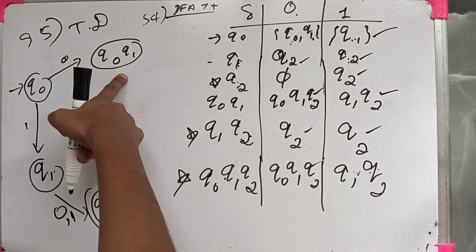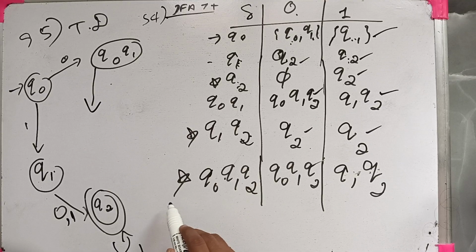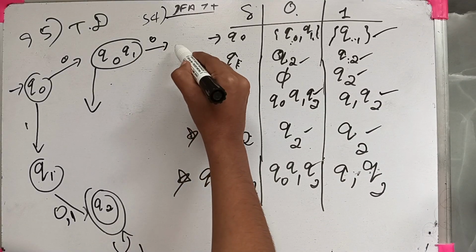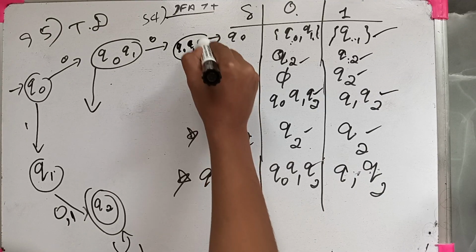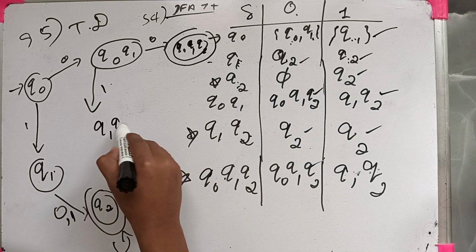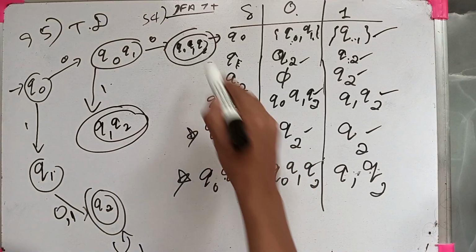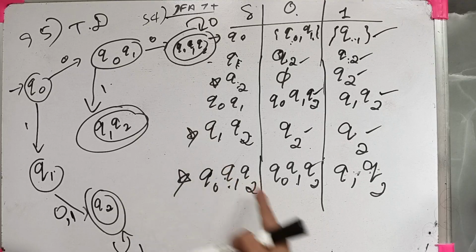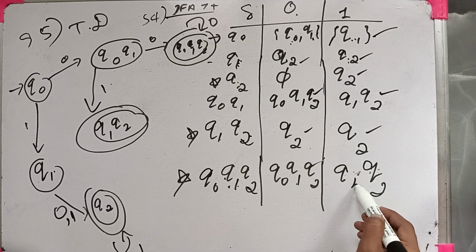Next for Q0, Q1, if 0 comes, then it goes to Q0, Q1, Q2. Okay, if 1 comes, then it goes to Q1, Q2. For this state, if 0 comes, it goes to Q0, Q1, Q2, and if 1 comes, it goes to Q1, Q2.